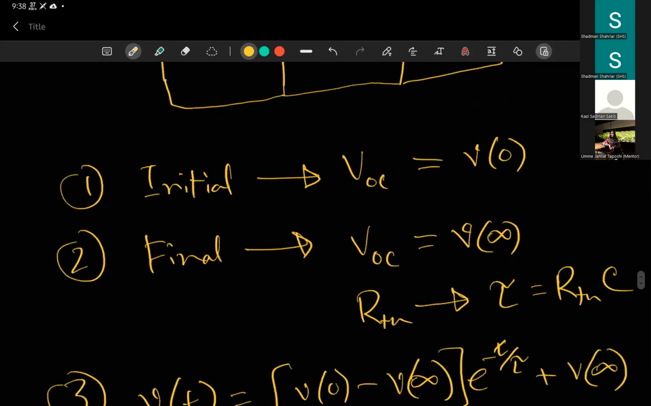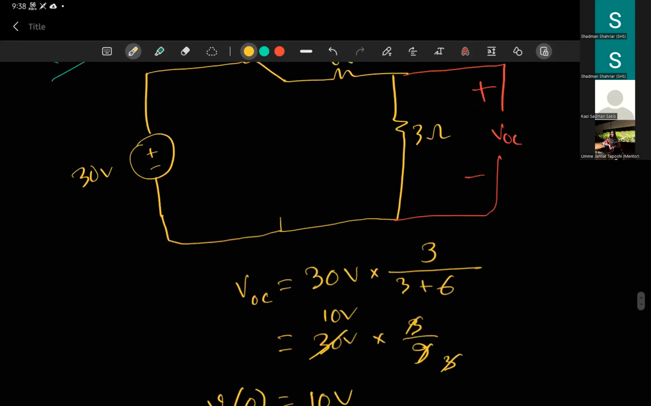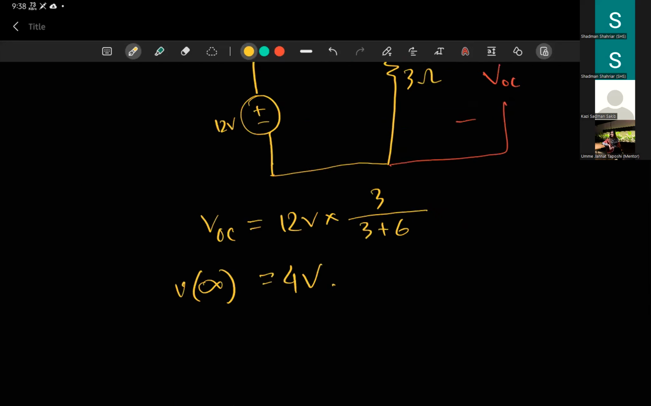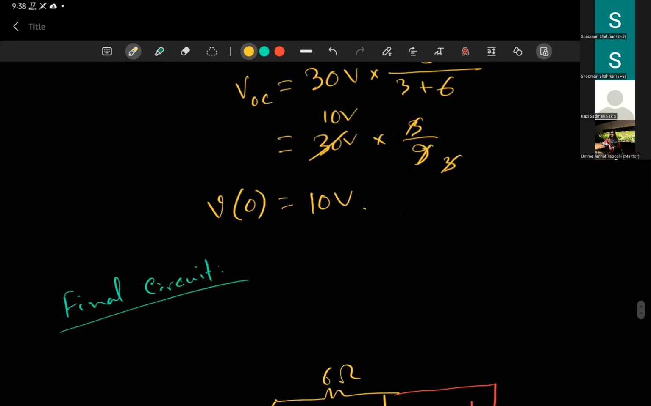Now, most of you started after this point. After you have found the VOC, I don't know how you try to find RThevenin. There are multitudes of methods. The VOC divided by ISC method, I think that's the safest bet.